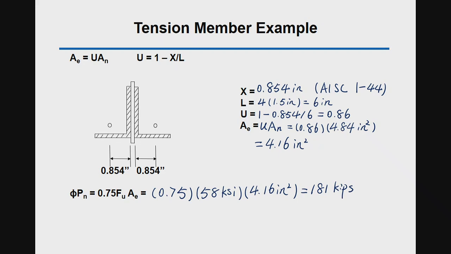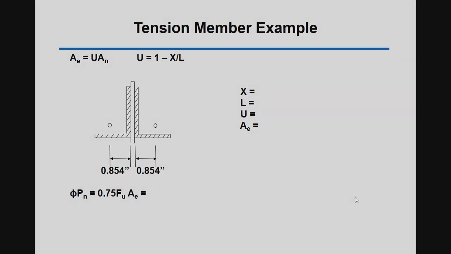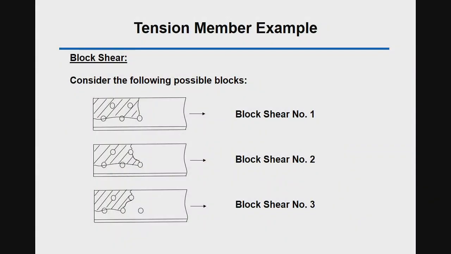So, all right. And then the third limit state, which is block shear. So we have to consider all the possible failure blocks. These are the 3 possible block shear failure blocks, 1, 2, and 3. So we have to check all 3 conditions.